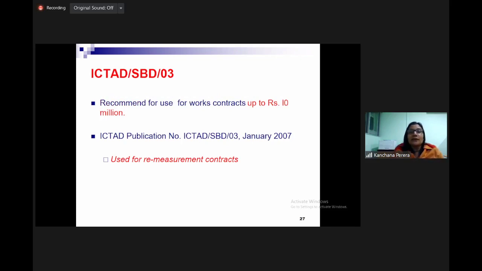Recommended for use for work contracts up to 10 million. So, small ones, minor work. Over 10 million, major work. Then this is less, up to 10 million. SBD 03 is for minor works, again for remeasurement contracts.